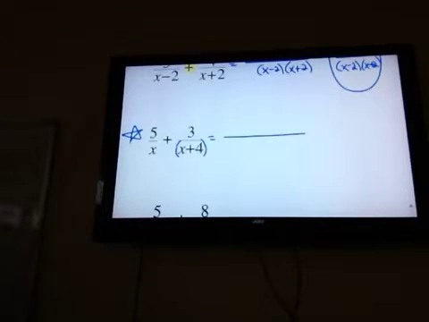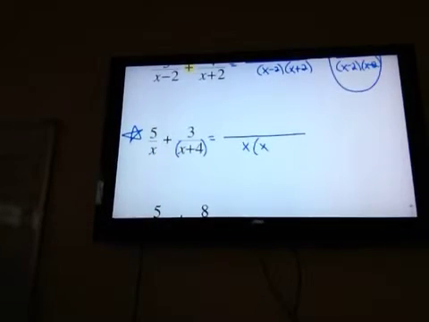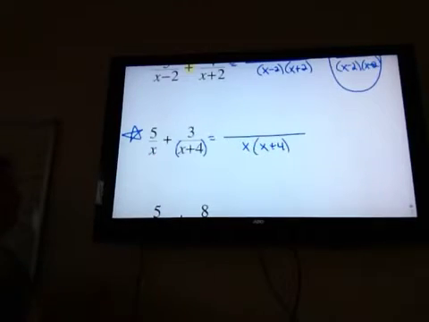So when I make my LCD, I need plain x, plain Jane x, all by itself. And then I also need my group, my x plus 4. So when you're forming your LCD, just look at the separate denominators and put them together as my denominator.